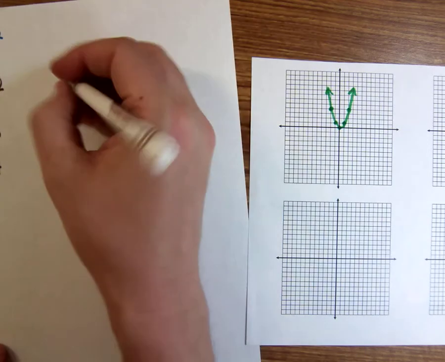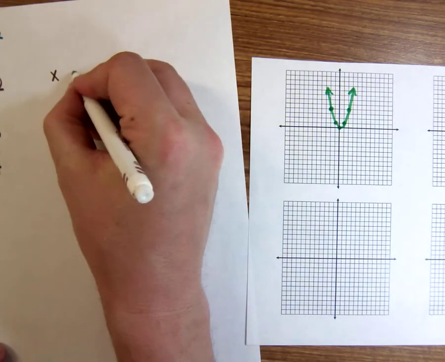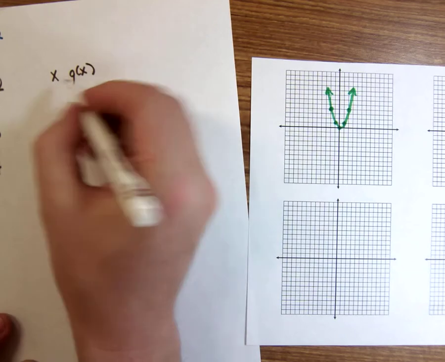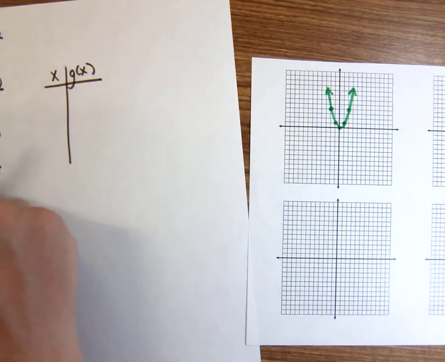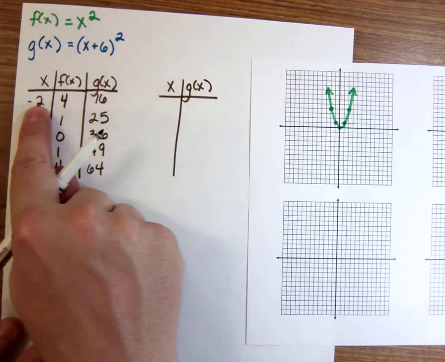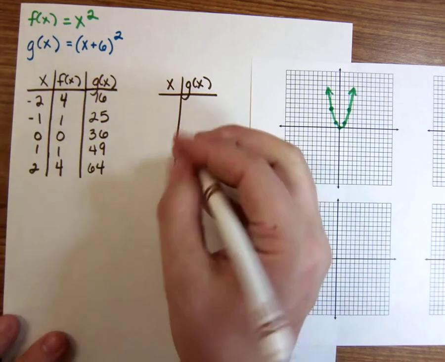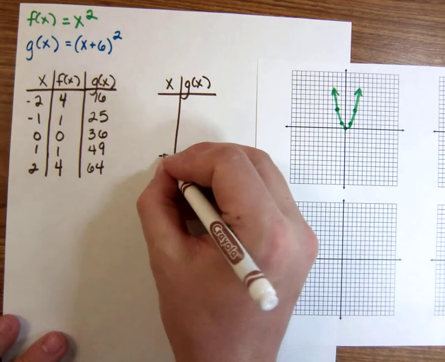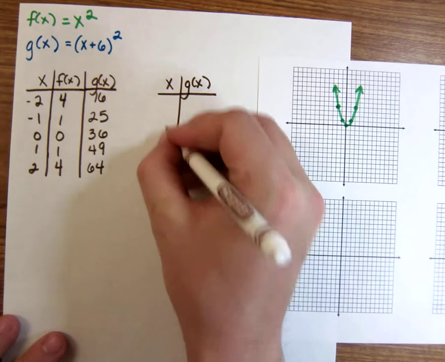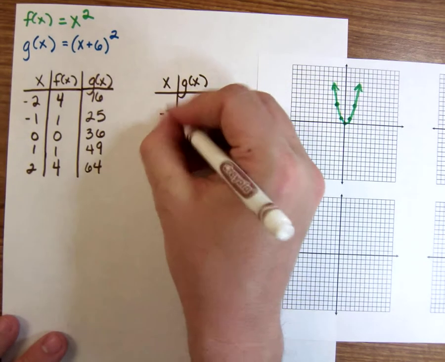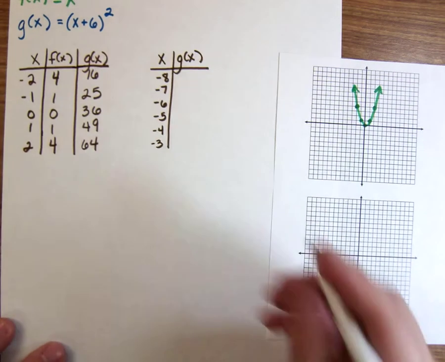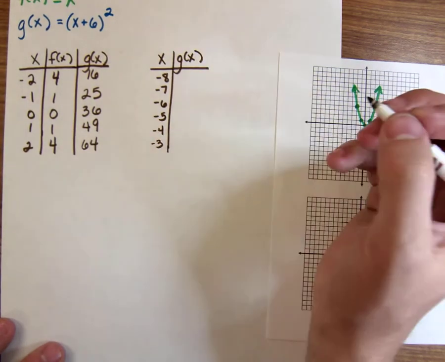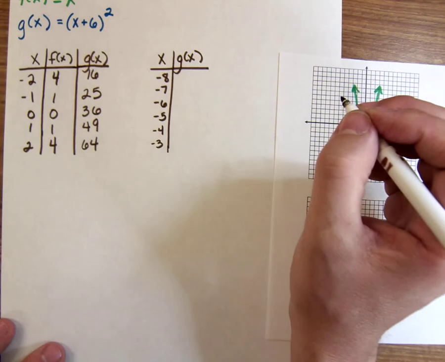So I'm going to come over here and make a different table for g of x. Negative 2 is where I ended here. So I'm going to do negative 3, negative 4, negative 5, negative 6, negative 7, negative 8. I don't know if I'm going to need all those, but I'm going to try some more until I get to the spot where it turns around. That's what I'm looking for. Where does it turn around?